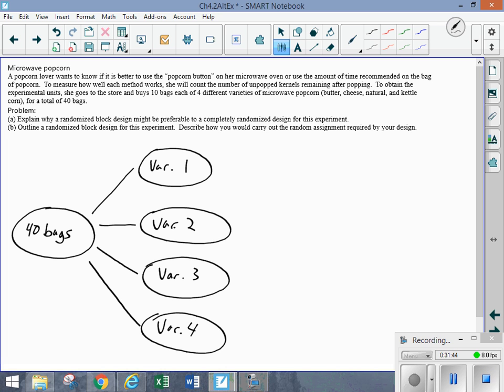So then you're going to take this one and randomly assign. I'm going to just put rand here. Each variety, how many do we have? 10 bags, so 10, 10, 10, 10. We're going to randomly assign 5 to, I'm going to call it pop for the popcorn button. Just because I'm out of space, you'll want to actually write down popcorn button. And then here we're going to do 5 to recommended time.